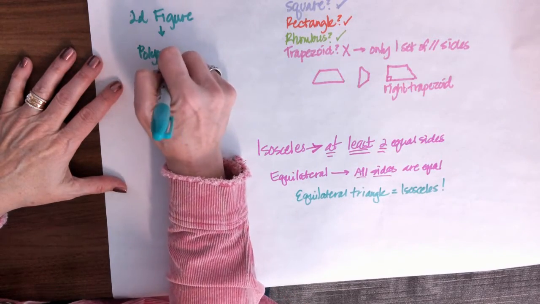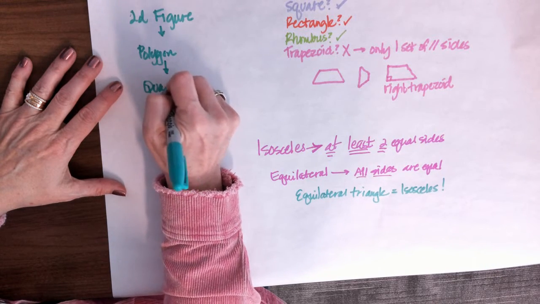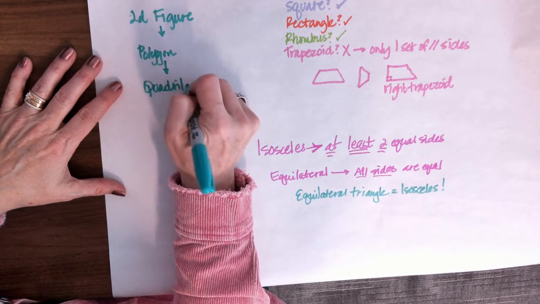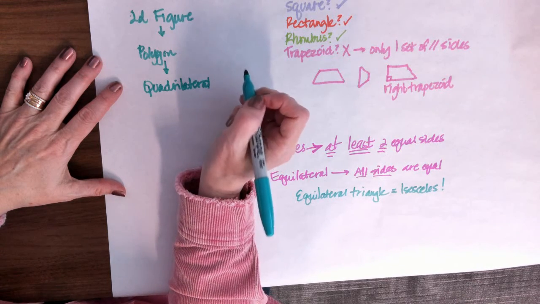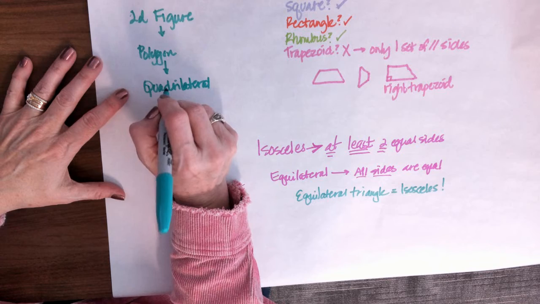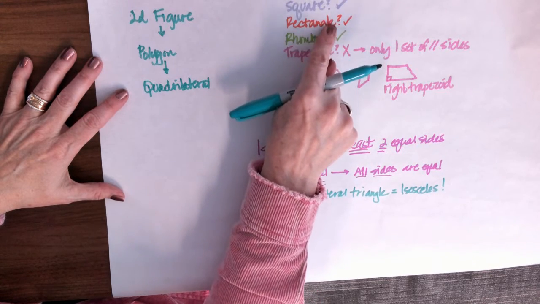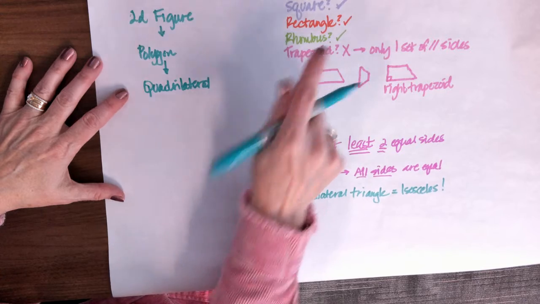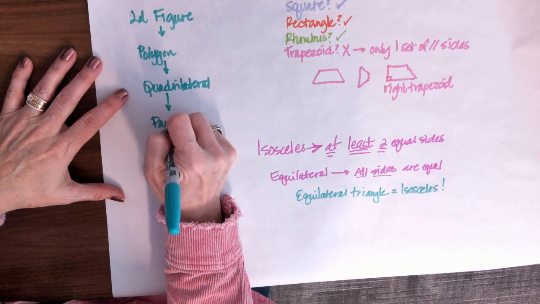The next, a little more specific, would be a quadrilateral, meaning it has 4 sides that are all straight and closed. Then I could say a square is a parallelogram, because remember, we proved right over here the shapes that would be called a parallelogram. So a square is a parallelogram.